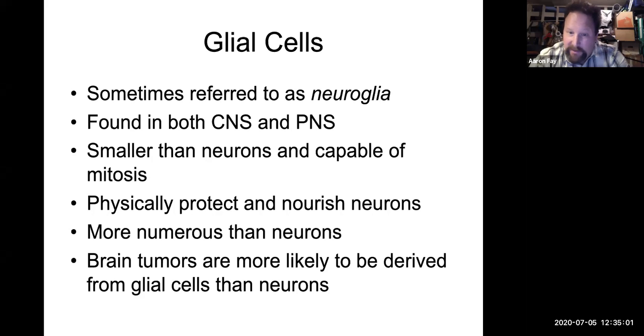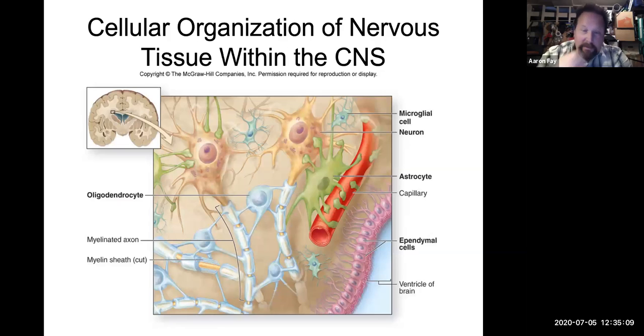There are many more glial cells than there are neurons, right? So there's a much greater number of them compared to neurons. So this picture is showing us the various different types of glial cells in the central nervous system, and we're going to find that there are some different support cells between the central and peripheral nervous system. So this is a cross-section of the brain, or a coronal slice of the brain. If we look here, we can see our neurons, right? Our big multipolar neurons.